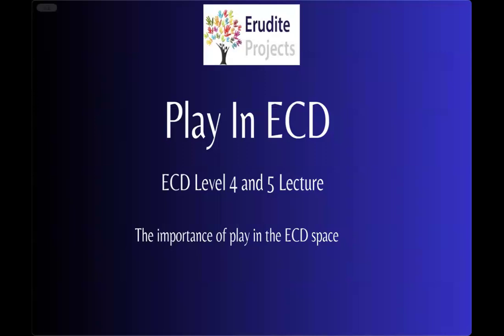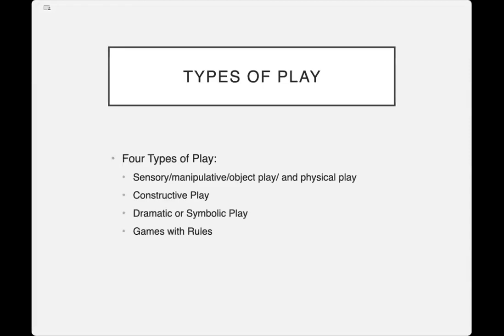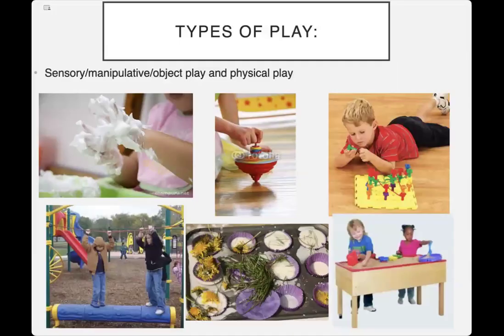We can skip to slide number 3, please, Pedro. Okay. So, on the screen, you can see there's 4 types of playing. Number 1 is sensory, manipulative, object play, and physical play. Number 2, constructive play. Number 3, dramatic or symbolic play. And number 4, games with rules. Okay, so we're gonna jump straight into the first type of play, which is sensory, manipulative, object, and physical play.